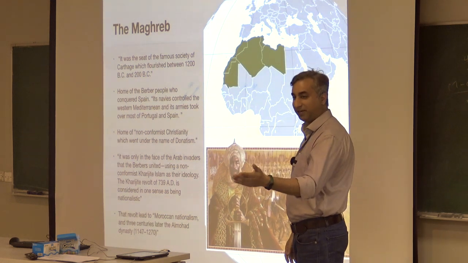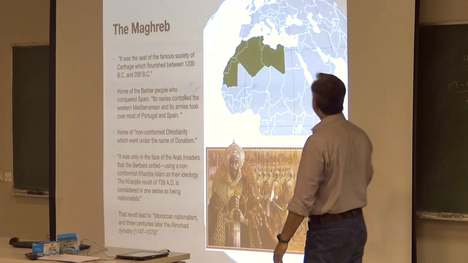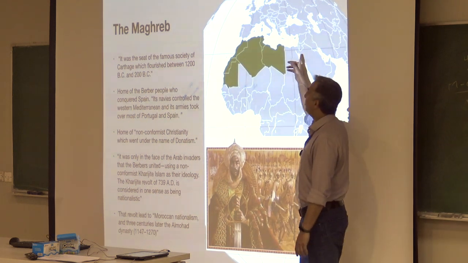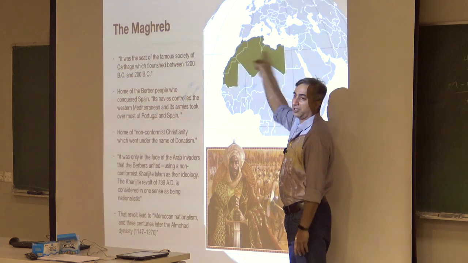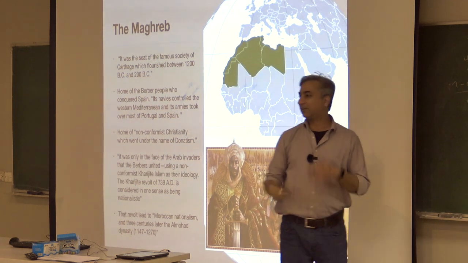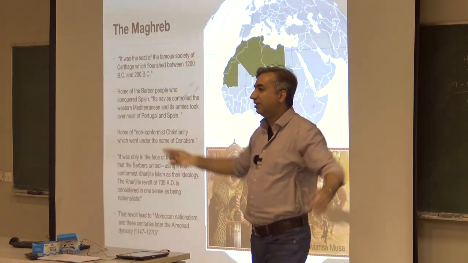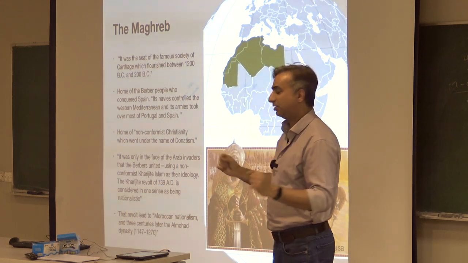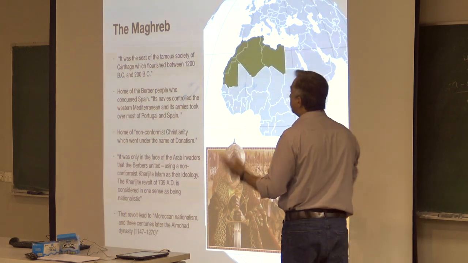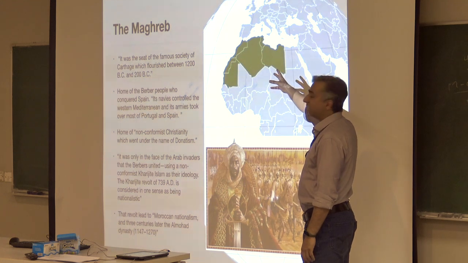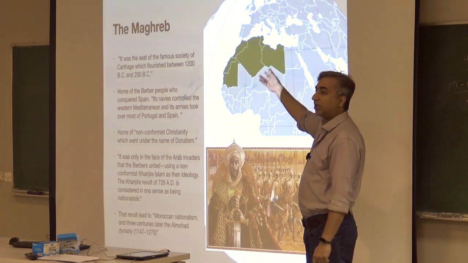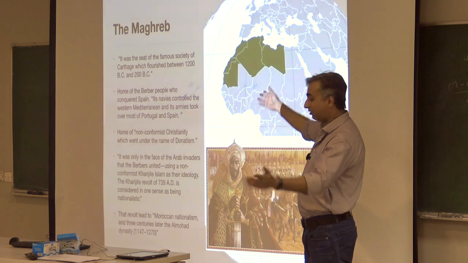Mashrik and Maghrib, right? So Maghrib means the West. Actually, the Arabs coined the term Maghrib, and they didn't mean the West by it, they meant this West by it. So that's kind of interesting, and that just became the West in general. But the Maghrib is actually North Africa, okay? The Maghrib is where the Berber tribes existed, and they play a very important role in Islamic history, as well as in history in general.